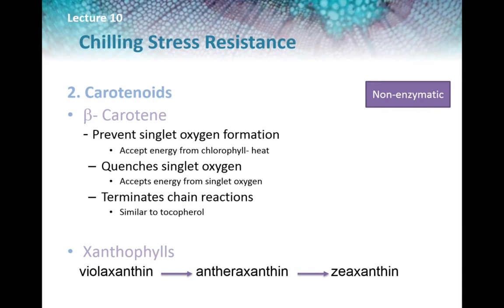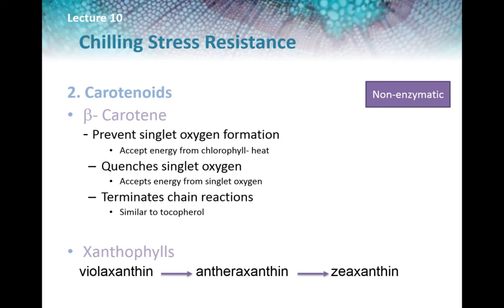Carotenoids. The second non-enzymatic systems are carotenoids. Carotenoids such as beta-carotene and xanthophylls function as accessory light harvesting pigments in photosynthesis. Beta-carotene also functions in activated oxygen species defense. It scavenges singlet oxygen by accepting the energy required to go from the singlet to triplet ground state. The energy is then dissipated as heat.